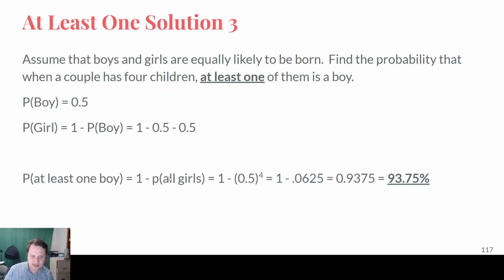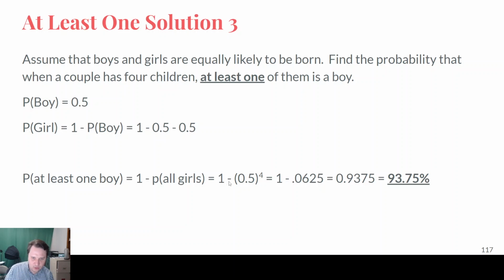Or another way of saying that is all girls. So the probability of at least one boy equals 1 minus the probability of all girls. And really think about that. At least one boy means you have at least one boy. And so the complement of that is no boys, okay? Because you have at least 1 or 2 or 3 or 4. And so it's easier to calculate 1 minus all girls.